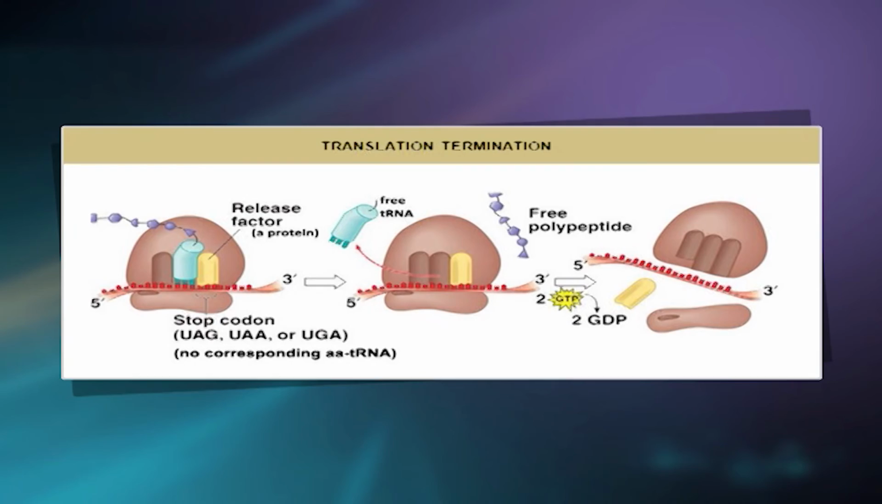The next step is termination. When the A site reaches a stop codon, instead of a tRNA, release factor proteins bind to the A site. There is no tRNA available with an anticodon for stop codons such as UAA, UAG and UGA. The binding of release factors causes the release of the newly synthesized polypeptide and mRNA from the ribosome complex. Finally, the ribosomal subunits also get separated from each other.